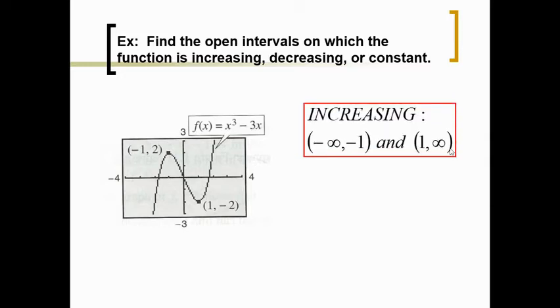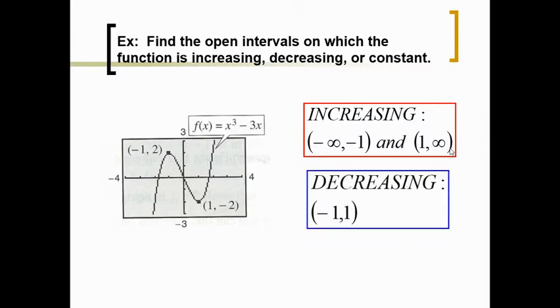Notice that we are increasing during 2 intervals, from negative infinity to -1. Again, we're only looking at the x values. And then x equals 1 to infinity, you're increasing again. And then you're decreasing between -1 and 1.